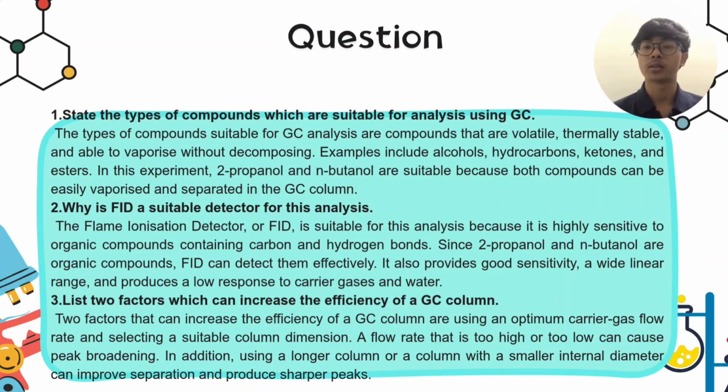So let's look at several questions. First one is, state the types of compounds which are suitable for analysis using gas chromatography. The types of compounds suitable for gas chromatography analysis are compounds that are volatile, thermally stable, and able to vaporize without decomposing. Examples include alcohols, hydrocarbons, and esters. In this experiment, 2-propanol and N-butanol are suitable as they can be vaporized and separated in the GC column.